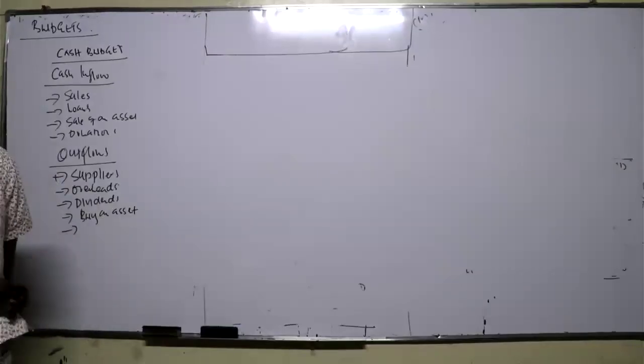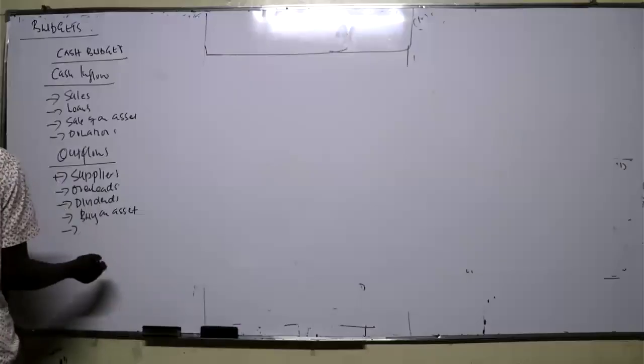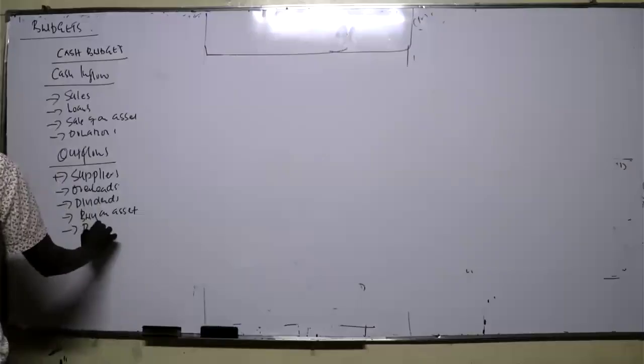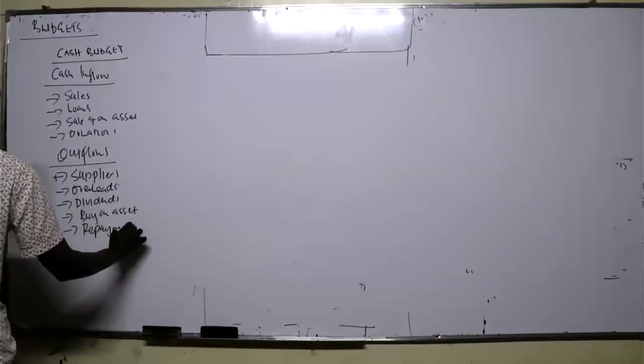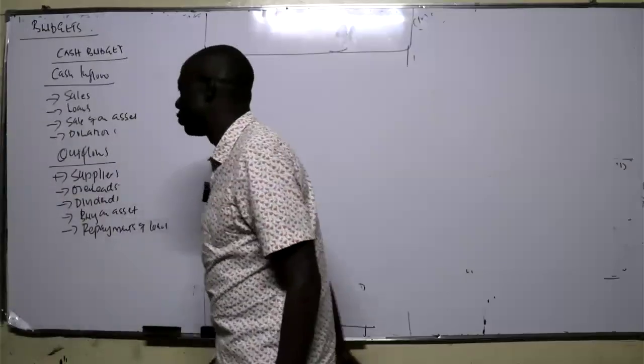or they can as well do what? They can buy an asset, pay dividends, pay overheads. They can also repay loans, repayments of loans or other liabilities. So these are the inflows and outflows.